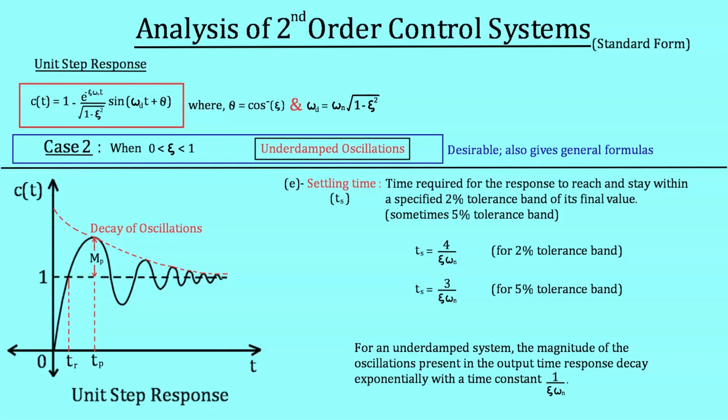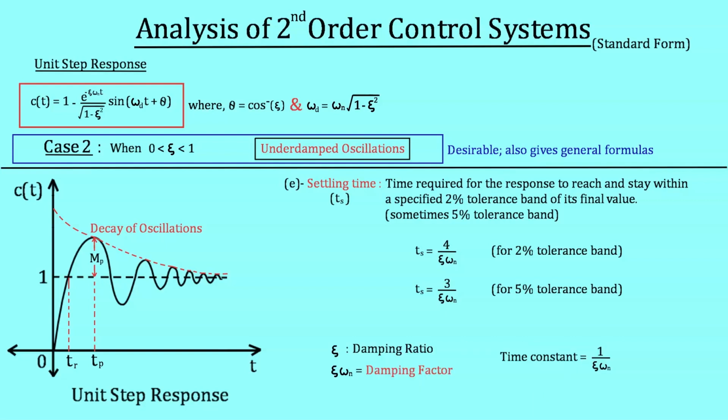It is quite strange that by using only two variables, we are having so many parameters. By using damping ratio and natural frequency omega n only, we are having damping factor, which is zeta into omega n.